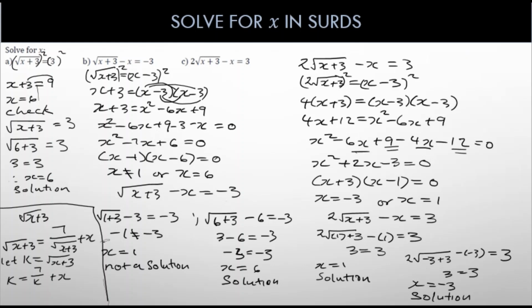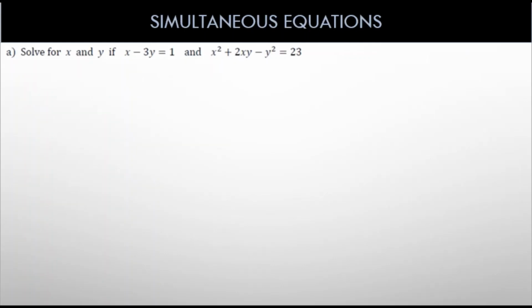Last but not least, we have our simultaneous equations. So with simultaneous equations, your goal is to make sure that you have two equations. Here's my equation 1 and then here's my equation 2. And what you're going to do, you're going to pick between equation 1 and equation 2 which one is easier to manipulate and get one variable on its own.